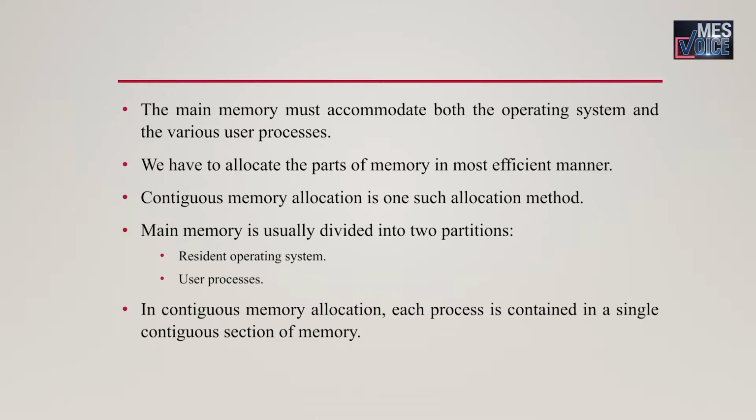Contiguous memory allocation is one such allocation method. In contiguous memory allocation, the memory is in continuous sections, and the main memory is usually divided into two partitions. One is called the resident operating system and the other is the user processes. In contiguous memory allocation, each process is contained in a single contiguous section of memory.